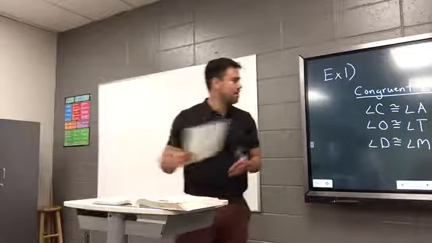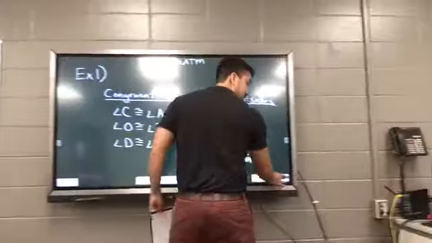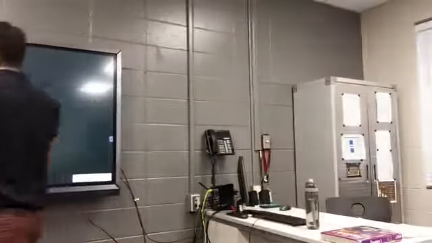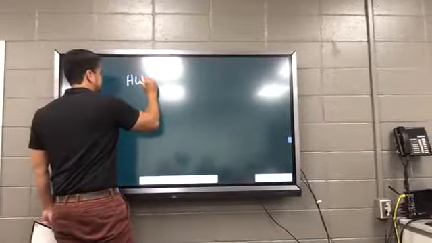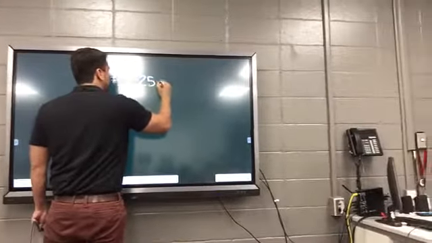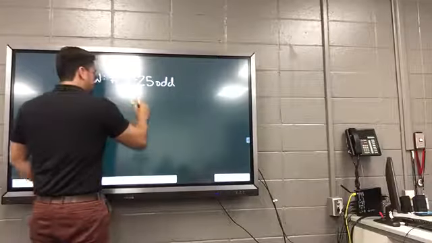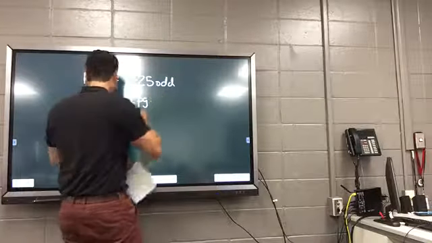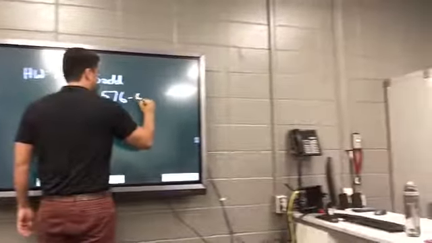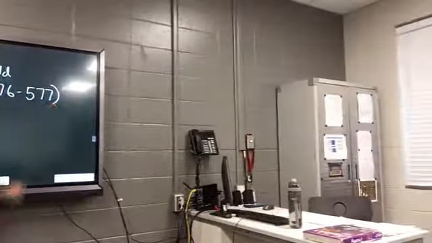All right, your homework is numbers 9 through 25 odd, and that's pages 576, 577. All right, that's your homework.